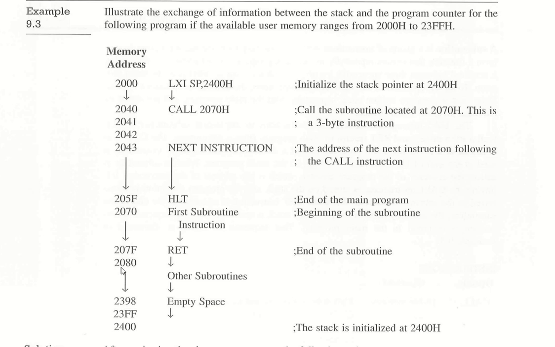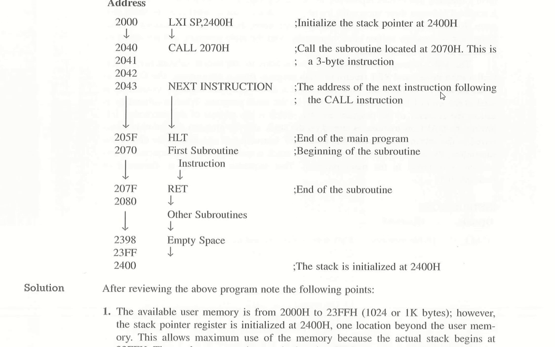And then 2080. Remember, we are not operating in the decimal number system, we are operating in hexadecimal. So after 207F we get 2080. Then we get other subroutines. We end those other subroutines as well, and then we will have an empty stack. And also remember, the stack pointer was initialized at 2400 as we mentioned earlier.